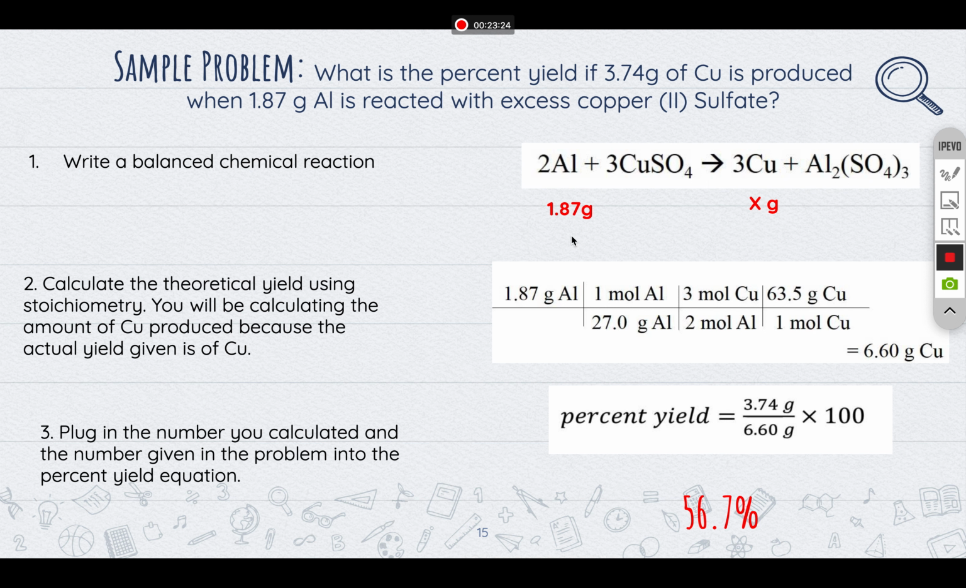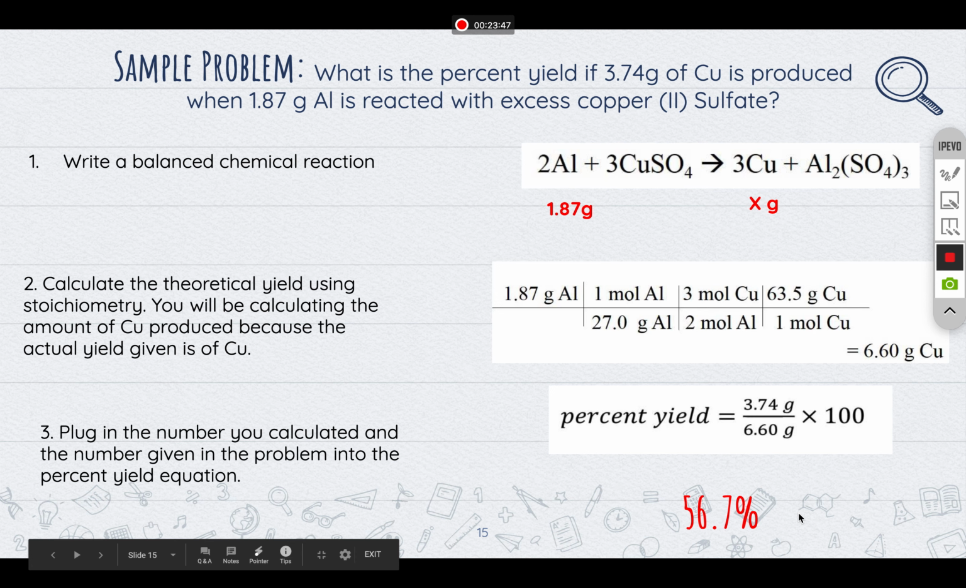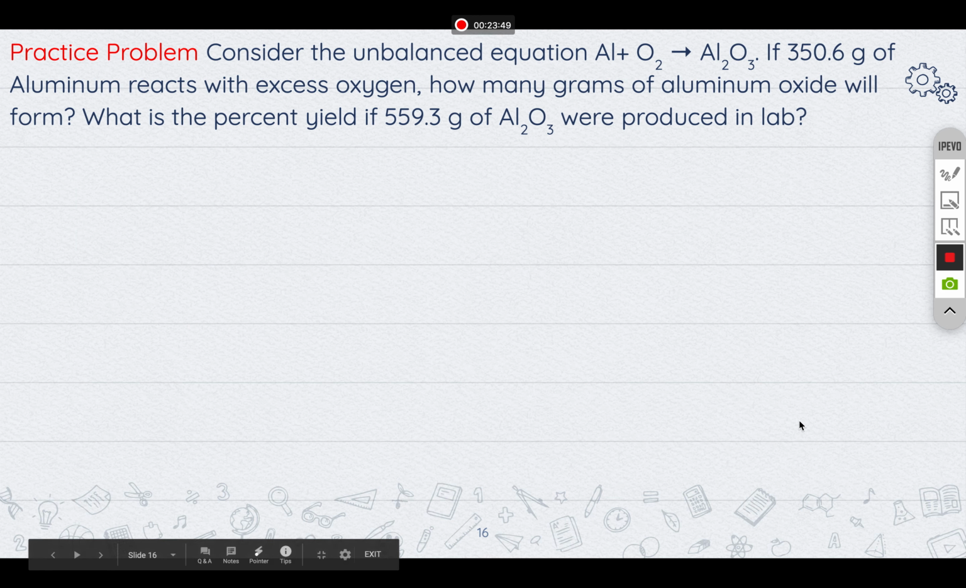Now you're going to set up a stoichiometry problem like we did in the previous slides, and go from aluminum to copper. You set it up and you get 6.60 grams. This is your calculated value, which means it's your theoretical, so that goes on the bottom. The value given in the problem goes on the top, then times 100, and you get your percent yield. Okay, so let's do another problem.